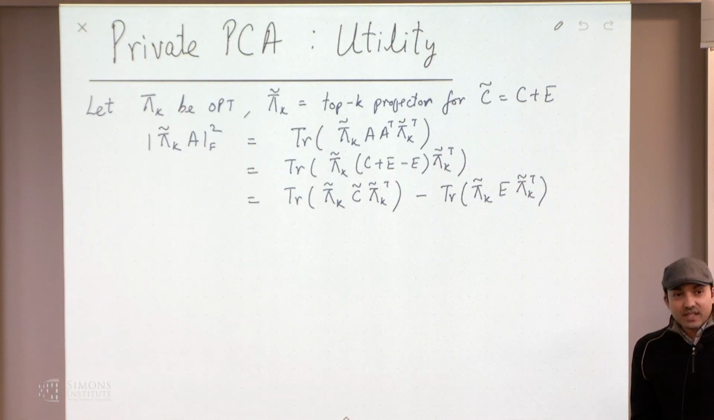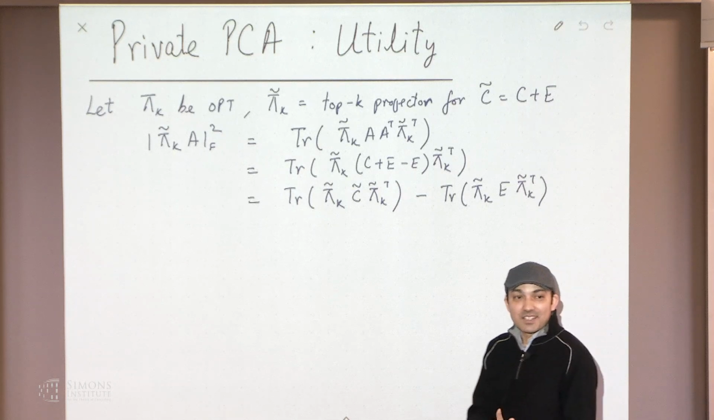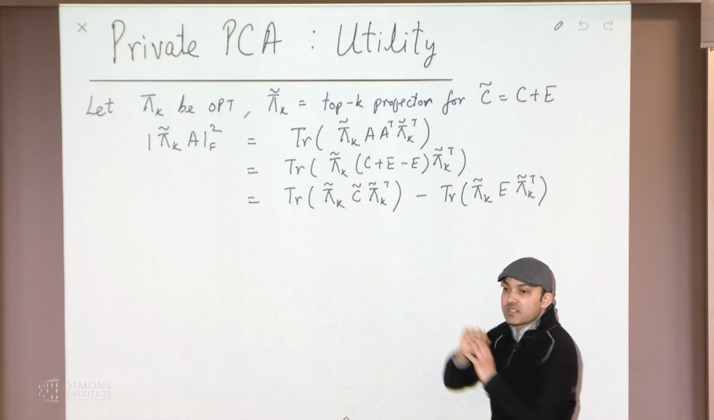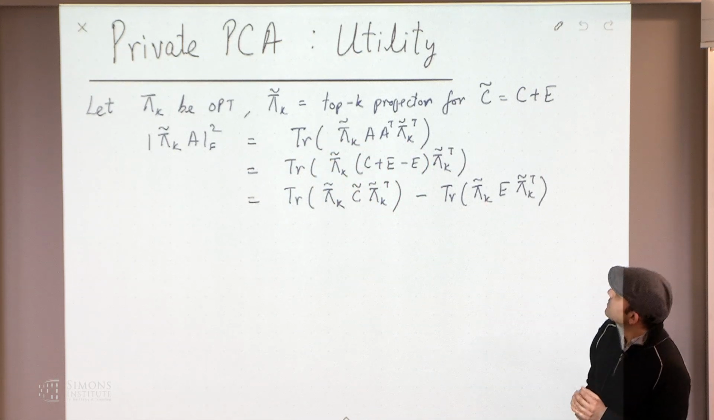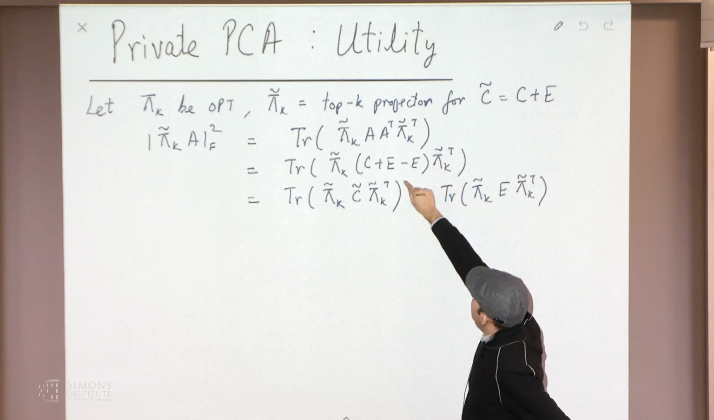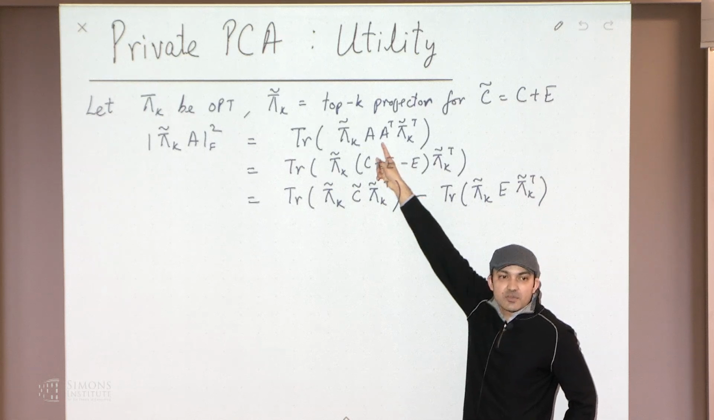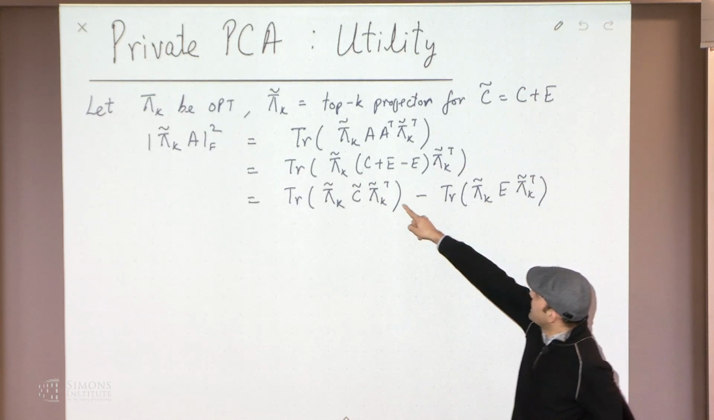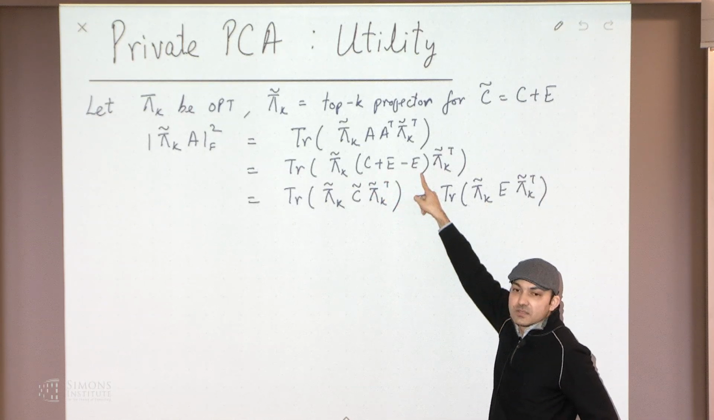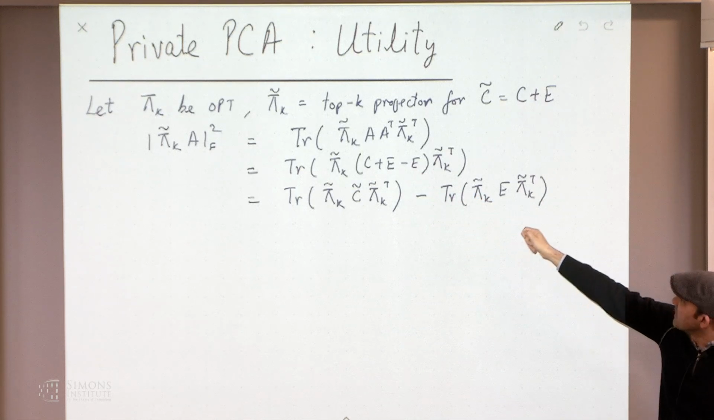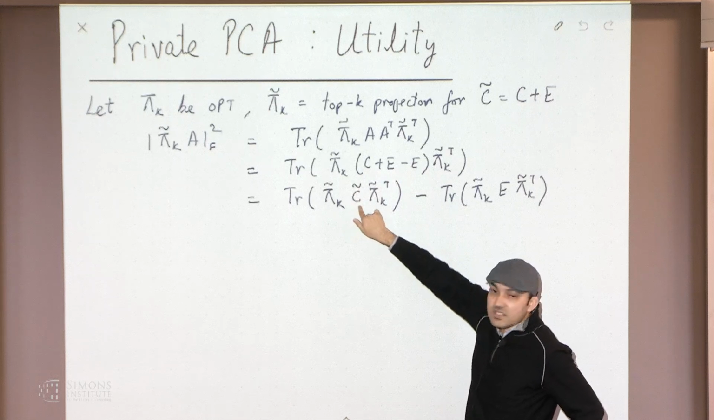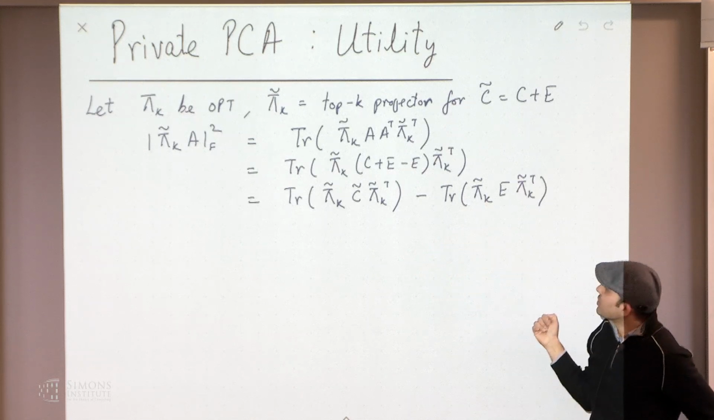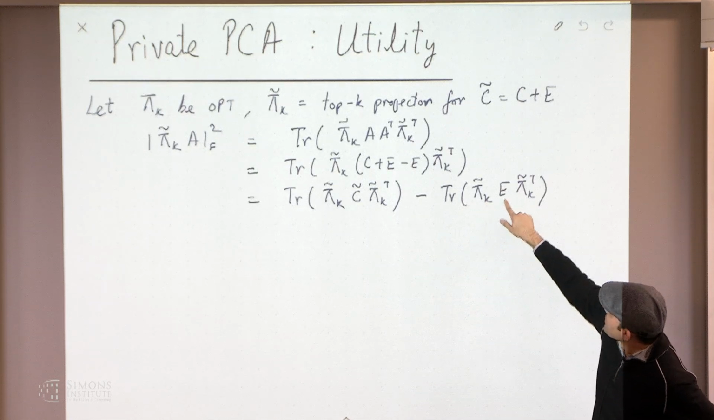Now I'll use one of the most useful tricks in linear algebra, which is to write the Frobenius norm as a trace of the matrix times its transpose. Note that A A transpose in the middle is just my covariance matrix, which I will write as C plus E minus E. Why will I do that? That will become clear in the next step. The C plus E is just C twiddle, and this is a quantity that I will actually know how to control, and I'm left with this term which only depends on E.